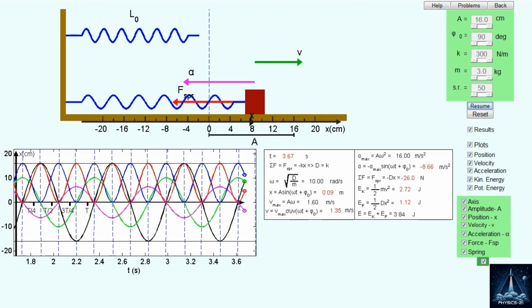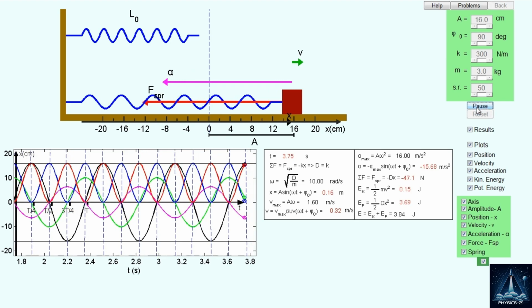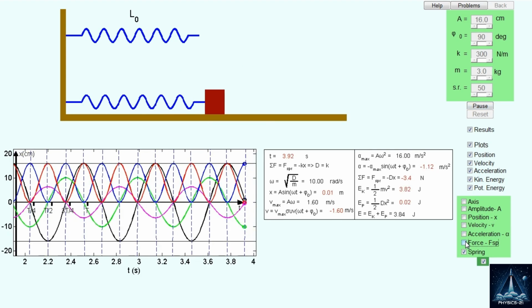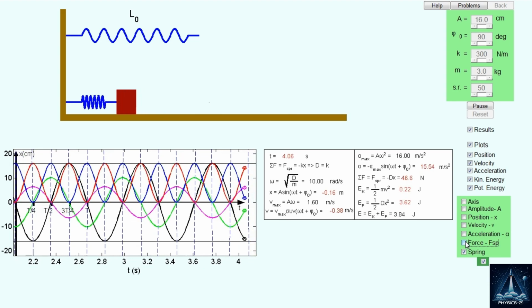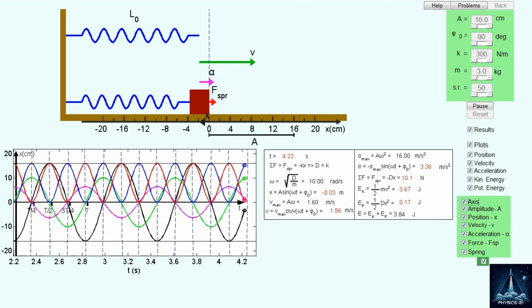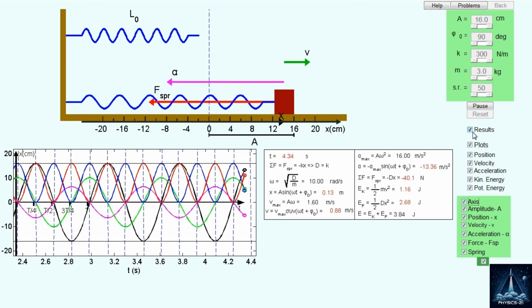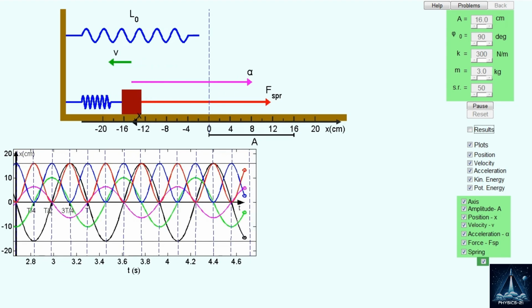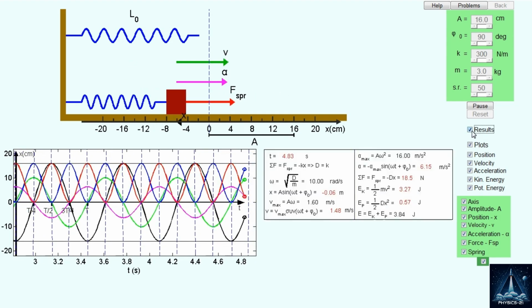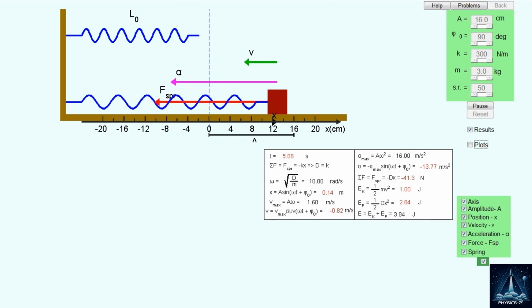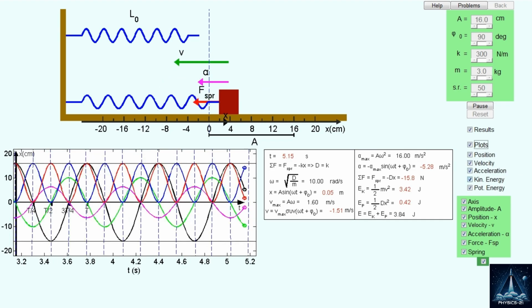We can interrupt the motion. We can hide the vector quantities of the phenomenon. We can hide the results table. We can hide all the graphical representations or whichever we desire.